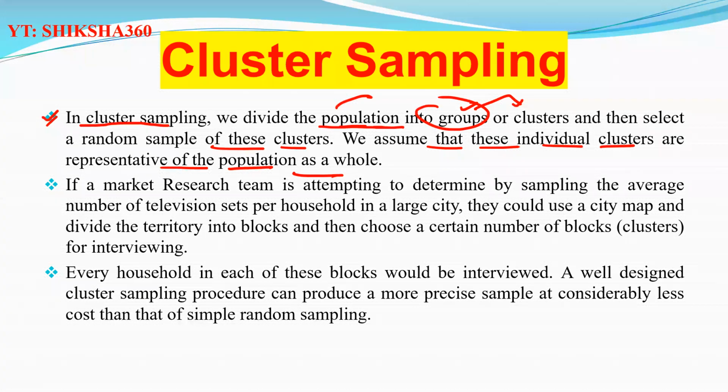So if a market research team is attempting to determine, by sampling, the average number of television sets per household in a large city, what they will do first is use a city map. Take a city map and divide the territory into blocks, like this one, and then choose a certain number of blocks or clusters for the interview.